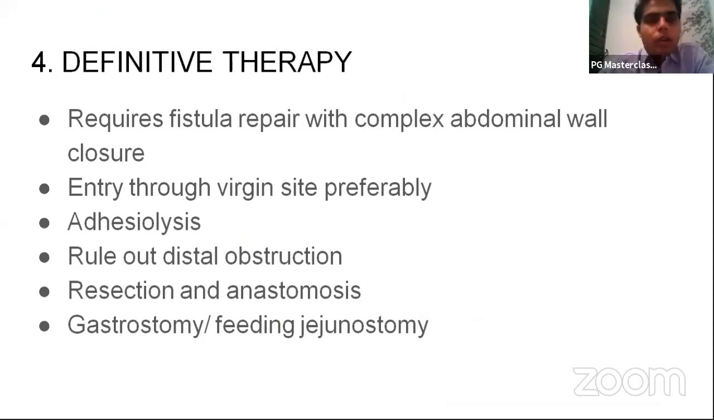For the repair, it requires fistula repair with complex abdominal wall closure in case of an open abdomen. In operative management, the entry should preferably be gained through the original incision site in the abdomen, to reduce the difficulty of tackling adhesions to the previously operated site. Careful adhesiolysis should be done, usually starting from the distal end towards the fistula site, to reduce injury to the distal bowel attached to the fistula site. And we should rule out distal obstruction to the fistula site.